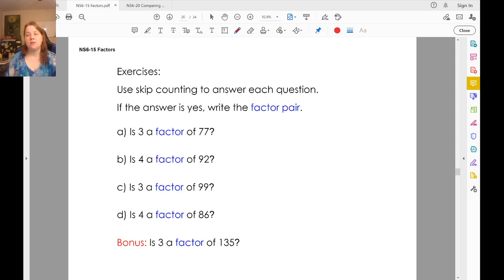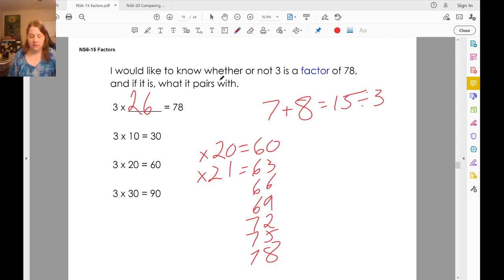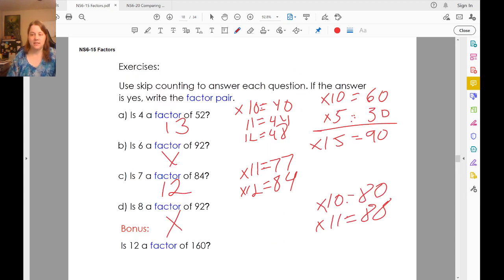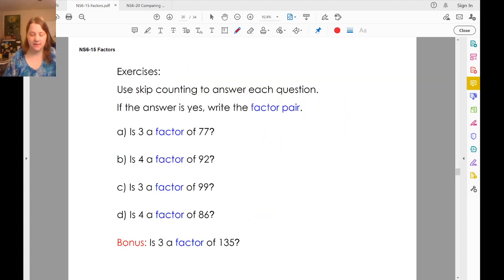So go ahead and use skip counting to answer each of these questions. Is 3 a factor of 77? Well, back here we knew that just by following, we get to 78, not to 77. So that's a no.